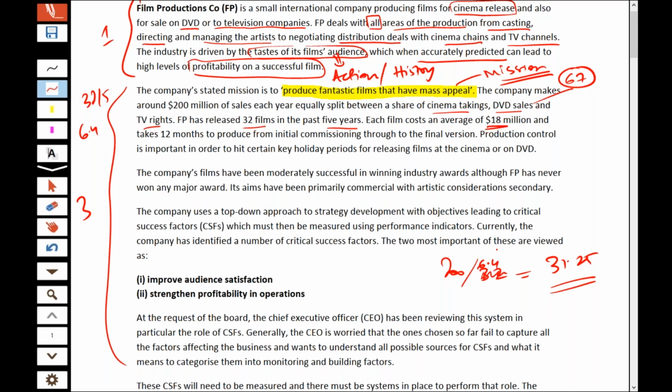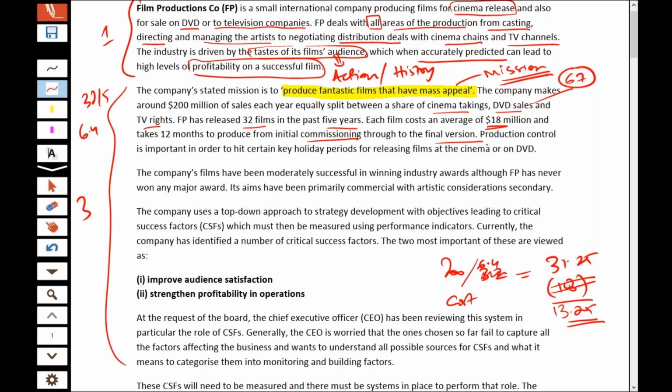Each film costs an average of 18 million, and takes 12 months to produce from initial commissioning through to the final version. So as of now, the profitability on each film is 13.25 million.